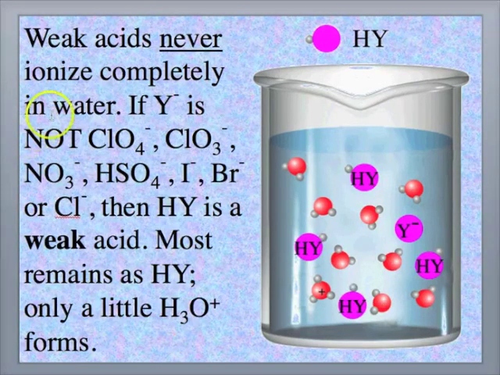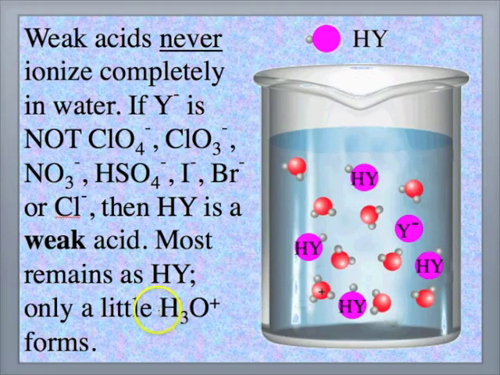Now, weak acids, on the other hand, never ionize completely in water. So if Y- is not one of these 6 anions, then HY is a weak acid. And in that case, when you put HY in water, it remains as HY. Unlike a strong acid, only a tiny little bit of HY reacts with water to form a very, very small amount of H3O+. Completely different than what a strong acid does.